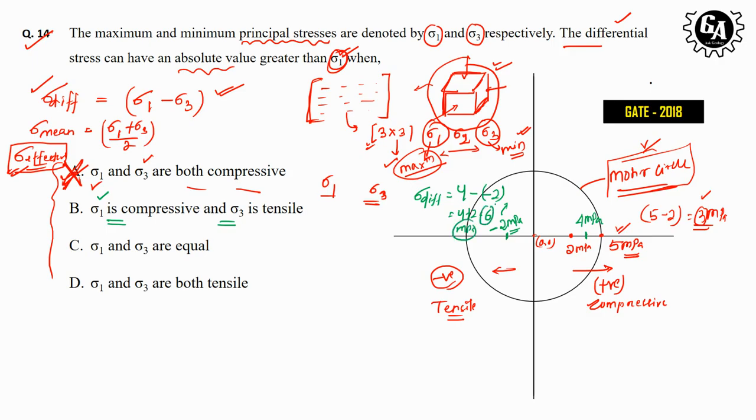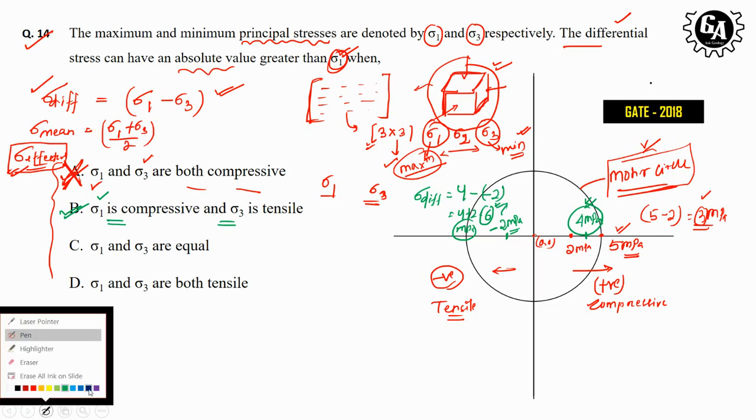Now this 6 MPa, or the differential stress magnitude, is more than the sigma 1, that is the maximum principal stress. So this condition is satisfying, or this is actually the answer. Okay, so let us see if this C or D are applicable in this case or not. So for C, I'm just changing the color again.